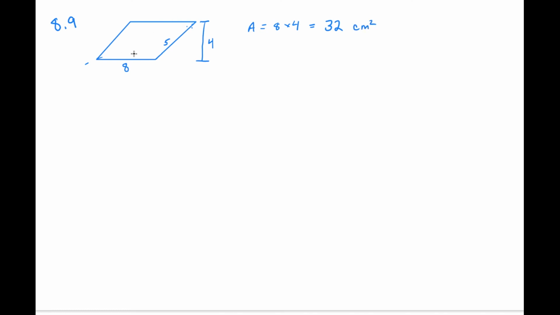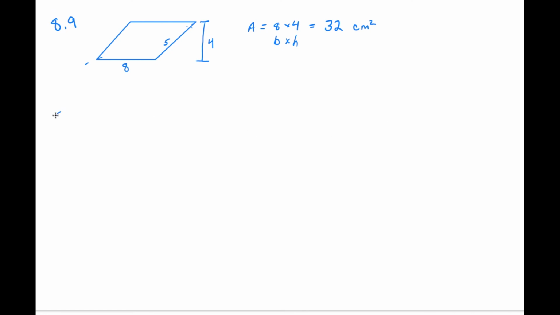So that's how you'd find the area of a parallelogram or a rhombus. You can't use the leg, you have to use the height. Okay? So base times height, same as a triangle.